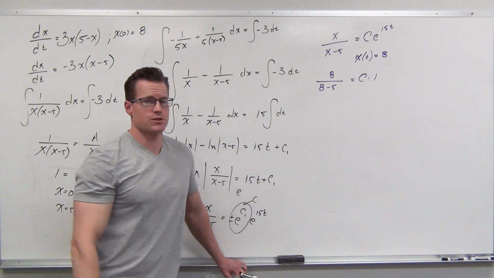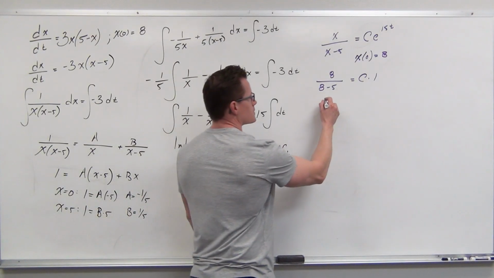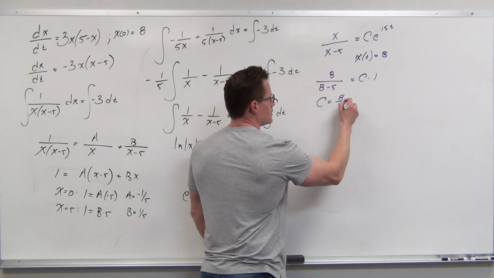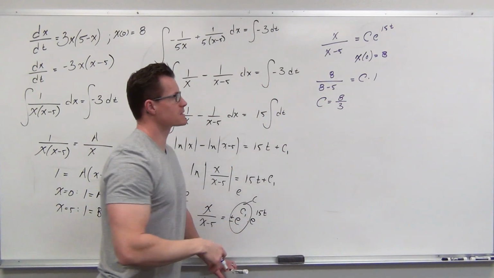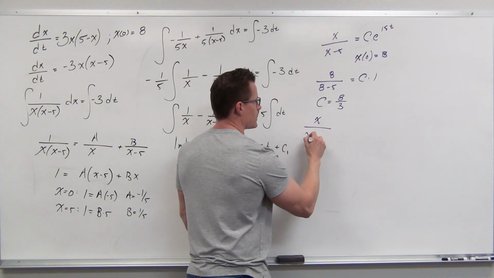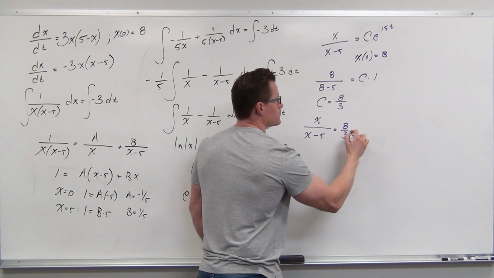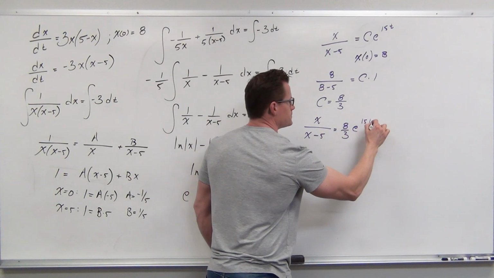And since we're plugging in 0 for t, 15 times 0 is 0, e to the 0 is 1, that's awesome. That means c is 8/3. And let's rewrite it. So since c is just this constant 8/3, we know x over x minus 5 equals 8/3 e to the 15t.